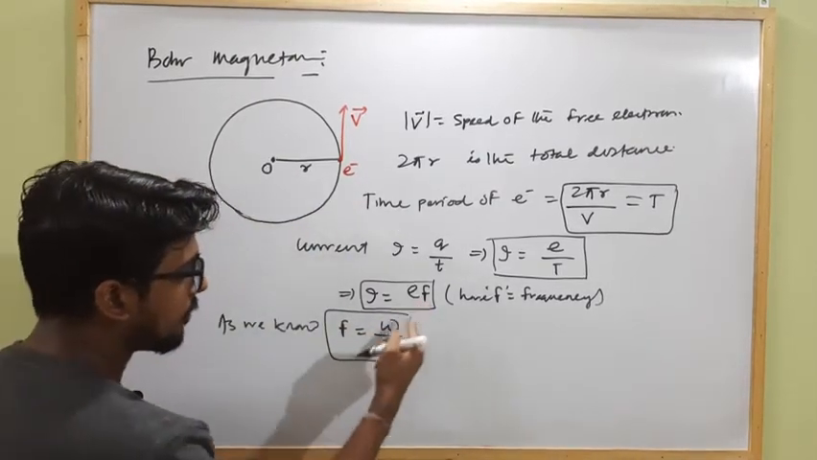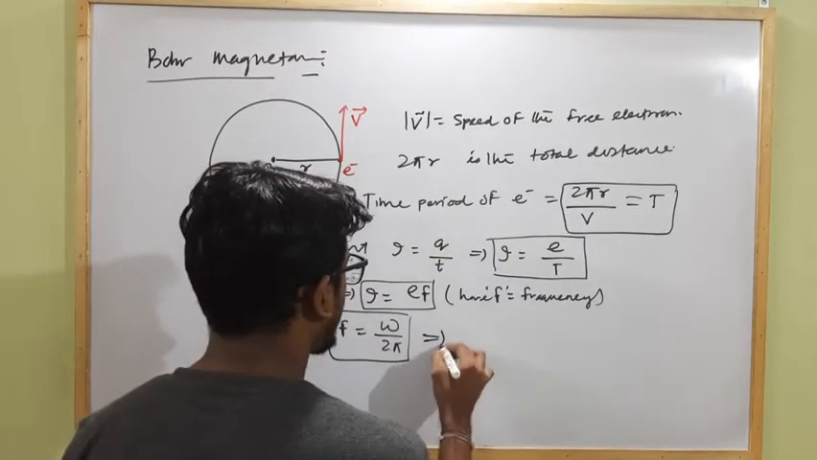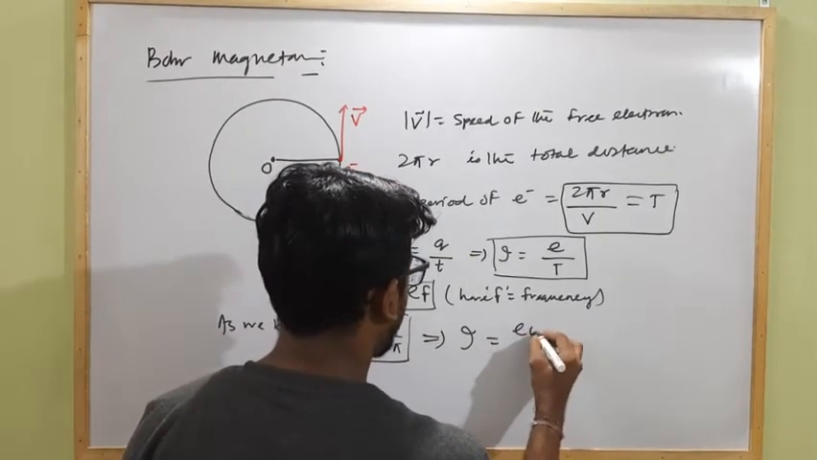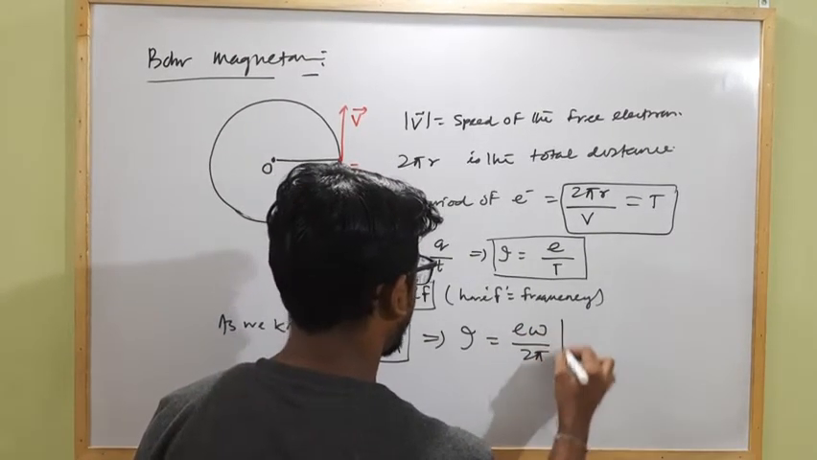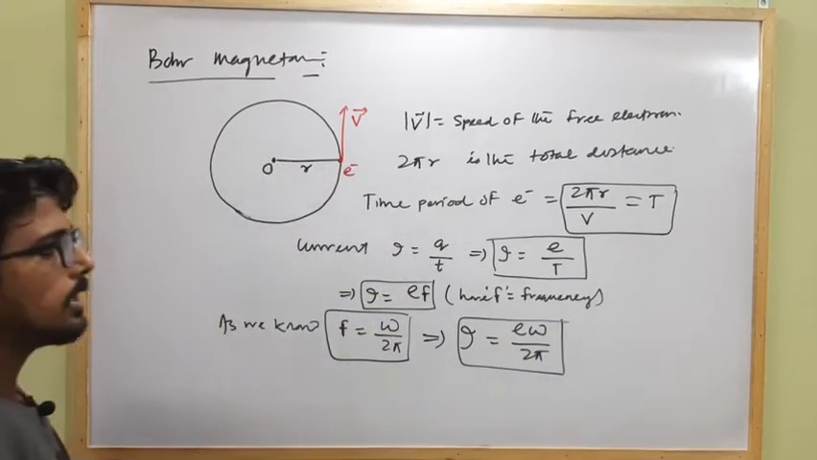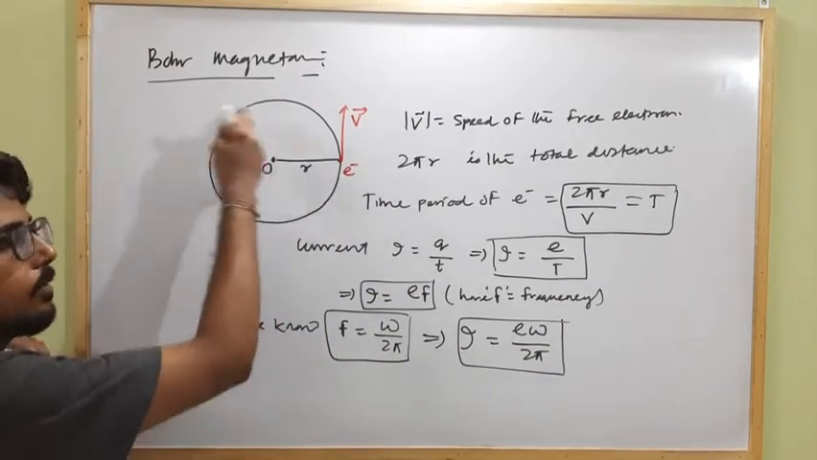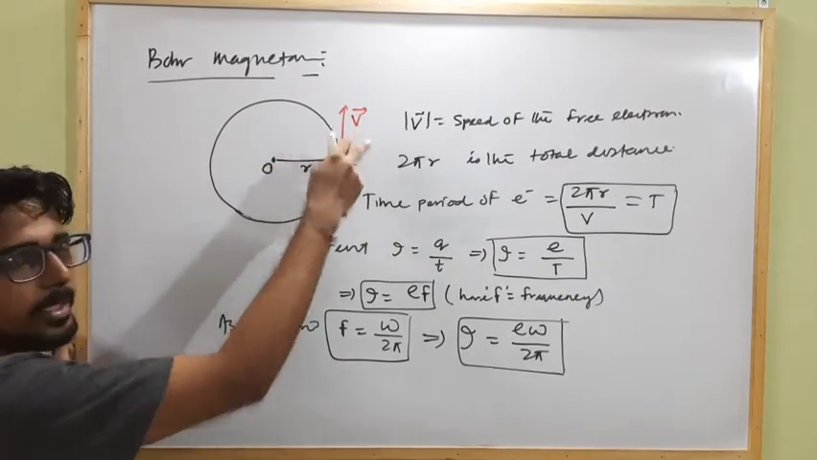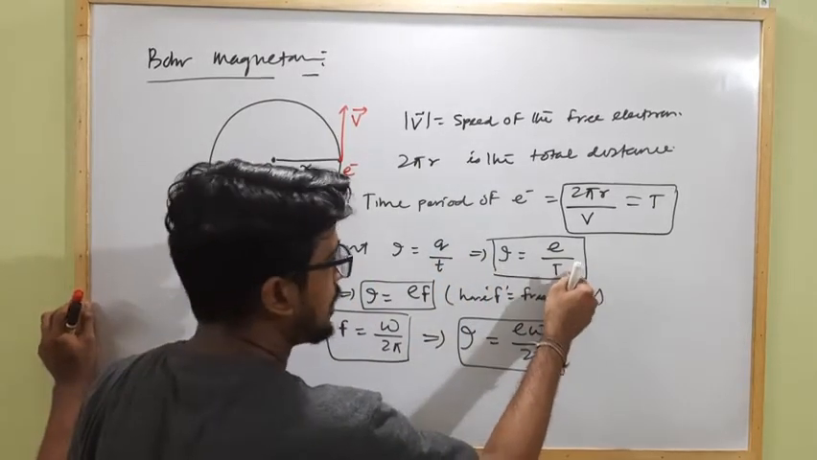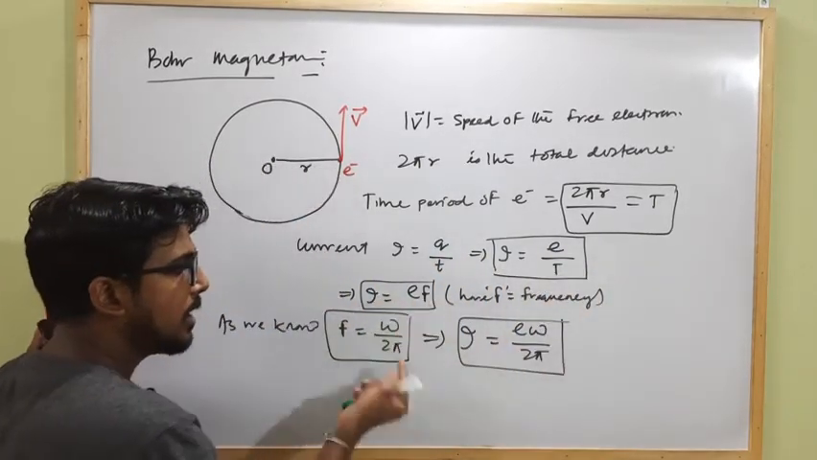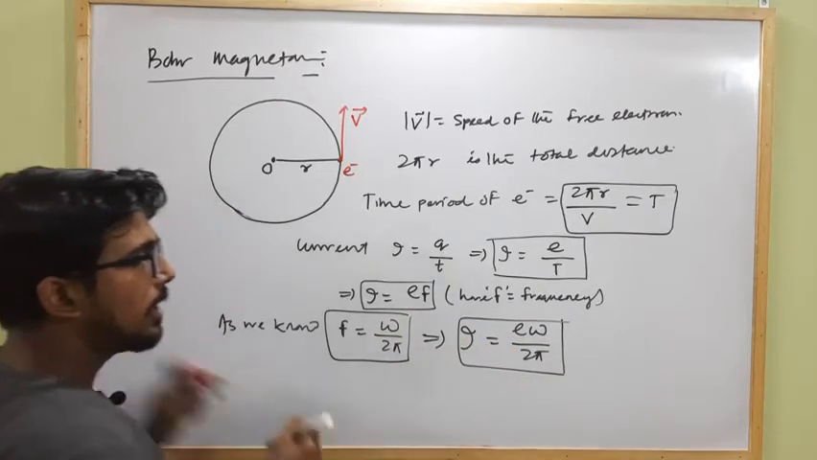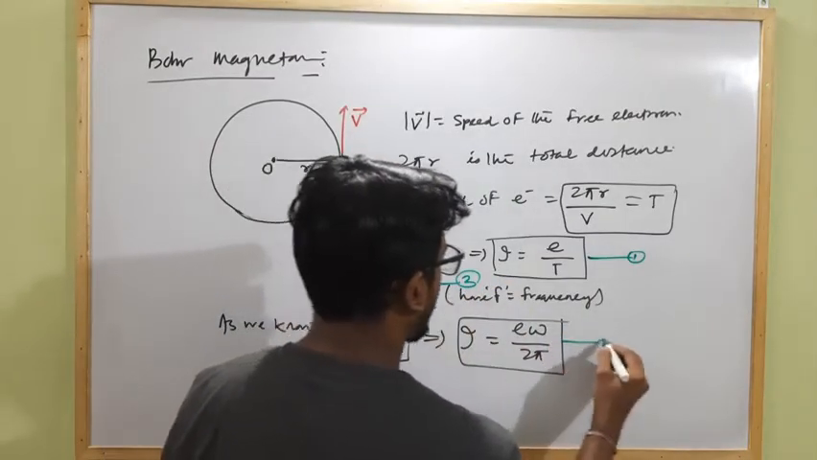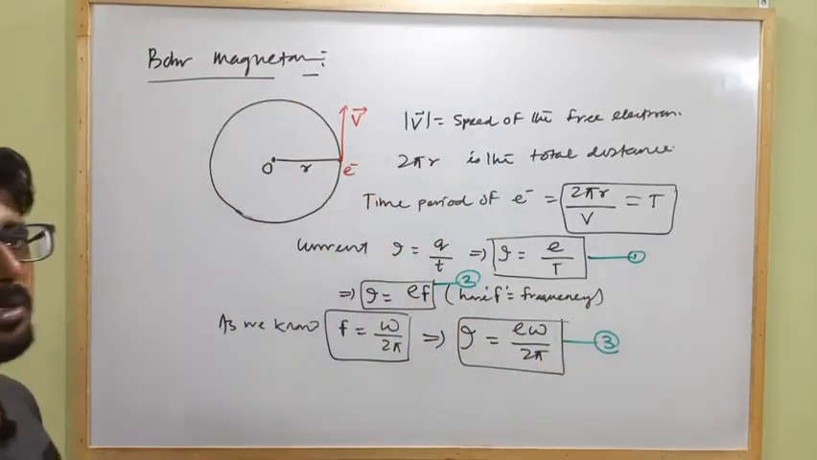So by replacing f as omega by 2 pi, we also get the current I flowing through the circular orbit as E omega by 2 pi. Clear? So here we can calculate the current flowing through the orbit due to a single electron revolving around it with velocity v: it is E by T, or E into frequency, or I equals E into omega by 2 pi. You can easily remember these formulas to find the current flowing through a circular orbit.